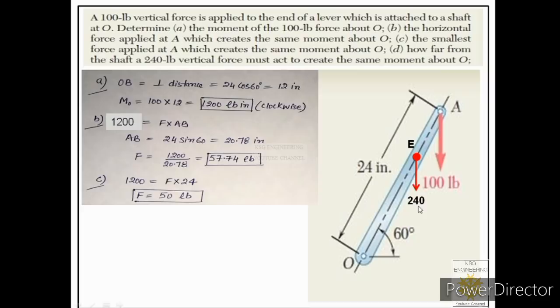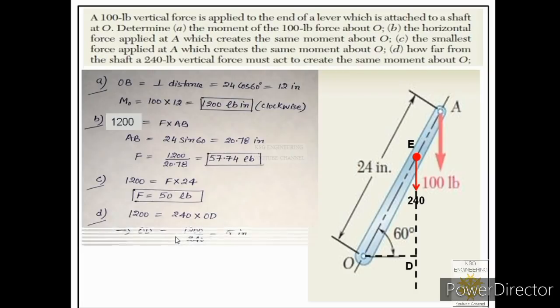So for that, what do we need to do? We need to draw its line of action first. So we have drawn its line of action over here. Now from the moment center, drop a perpendicular onto that line of action. Let us say this point is D. So the moment arm for the 240-pound force is OD. When we apply the formula M equals F into D, from that formula we can get OD. So OD is 5 inches. So we have found this distance, 5 inches.